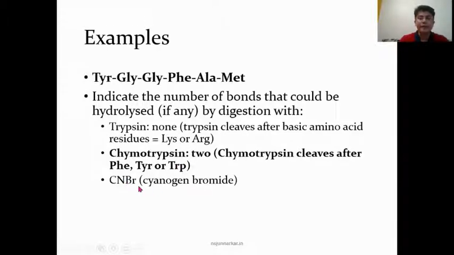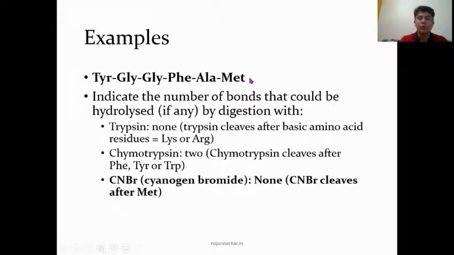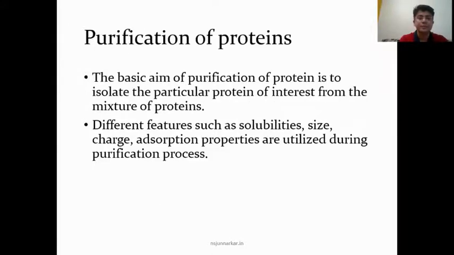Cyanogen bromide causes the peptide bond to be cleaved at the carboxyl side of the methionine. Now on the carboxyl side, there is no other amino acid linked to methionine, and so there is no peptide bond. So no bond can be broken down by cyanogen bromide, because cyanogen bromide cleaves after methionine, and after methionine there is no amino acid. So this was about the peptide sequencing with the help of proteolytic enzymes.